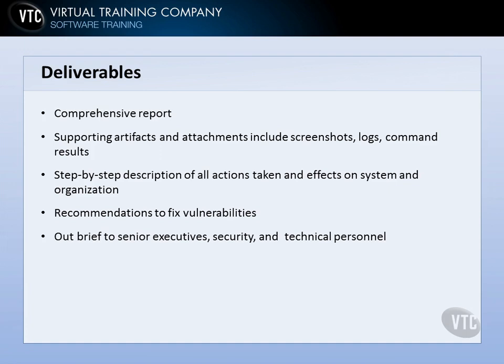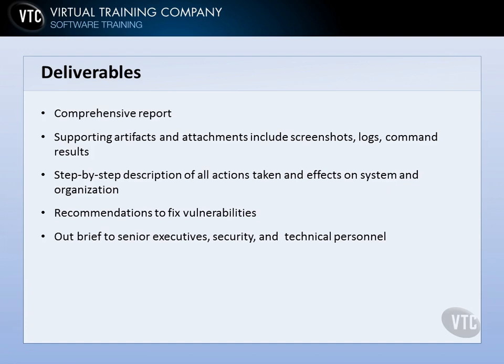Your comprehensive report may include supporting artifacts and any attachments. So you might have screenshots in there to prove that you were able to exploit something, any log files from your systems or the target systems, and even command results that you could pipe to a text file, for example, and show. Typically, the report will have a step-by-step description of all the actions the team took during the test and describe what the effects on the system were and the organization itself. You also should probably have recommendations in there as to how to fix the vulnerabilities that you found and exploited.